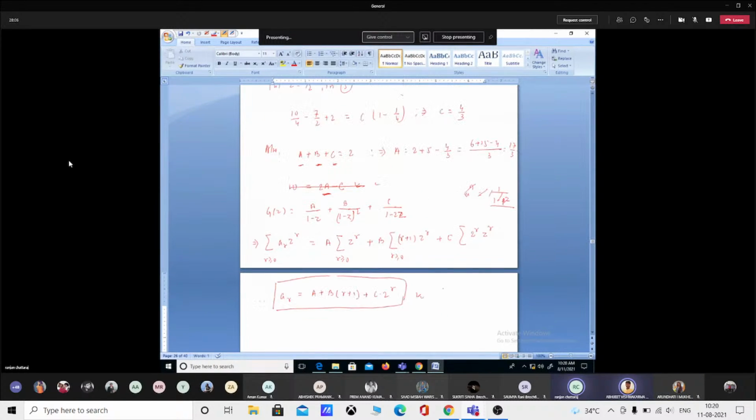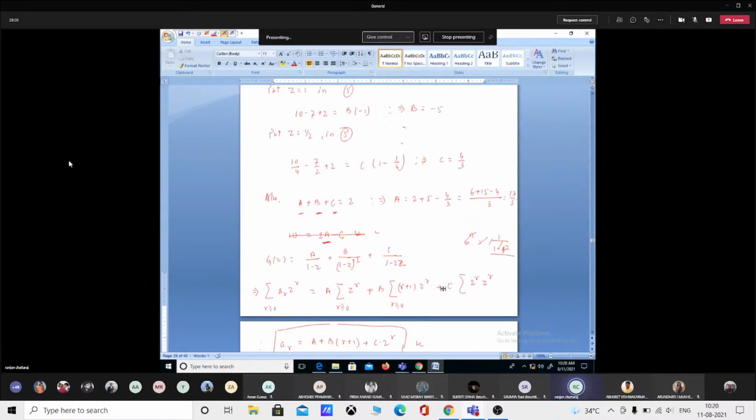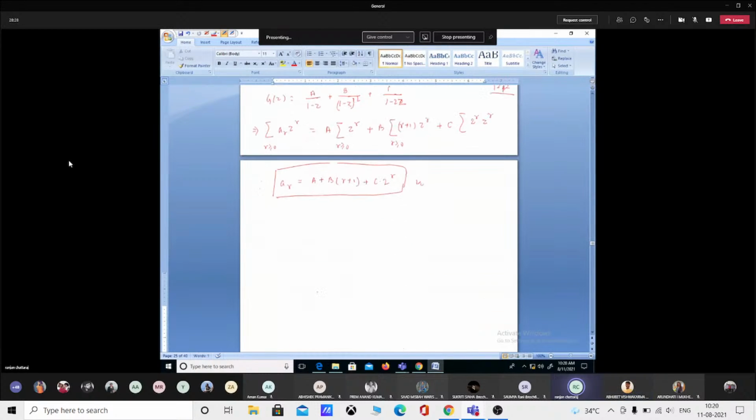Should we put the values of A and B? I just simply put 7. Actually, you have to put it here. In fact, A is 17 by 3. B comes how much? Minus 5. And C comes how much? Minus 4 by 3. Like this. Okay? Now put the values.